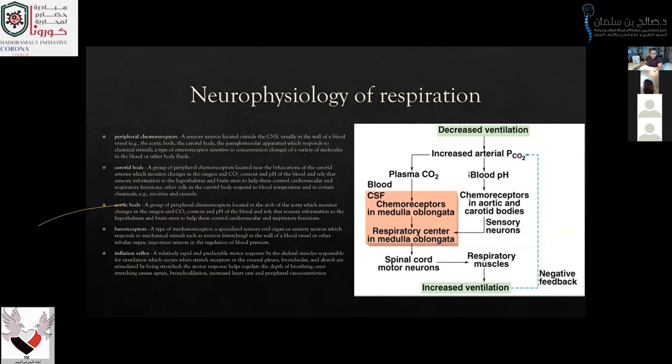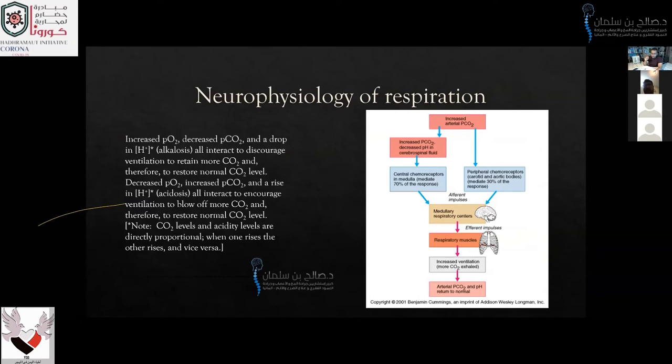Inflation reflex, a relatively rapid and predictable motor response by the skeletal muscle responsible for ventilation, which occurs when stretch receptors in the visceral pleura, bronchioles, and alveoli are stimulated by being stretched. The motor response helps regulate the depth of breathing. Overstretching causes apnea, bronchodilation, increased heart rate, and peripheral vasoconstriction.